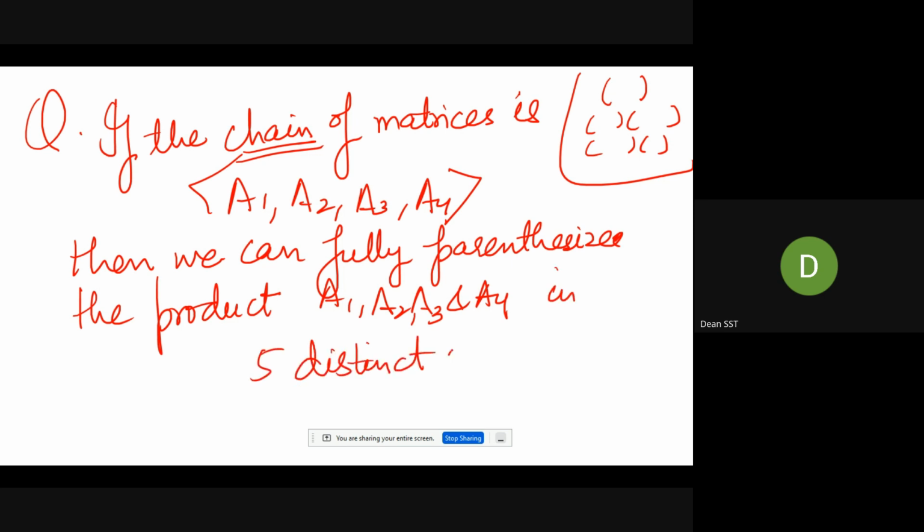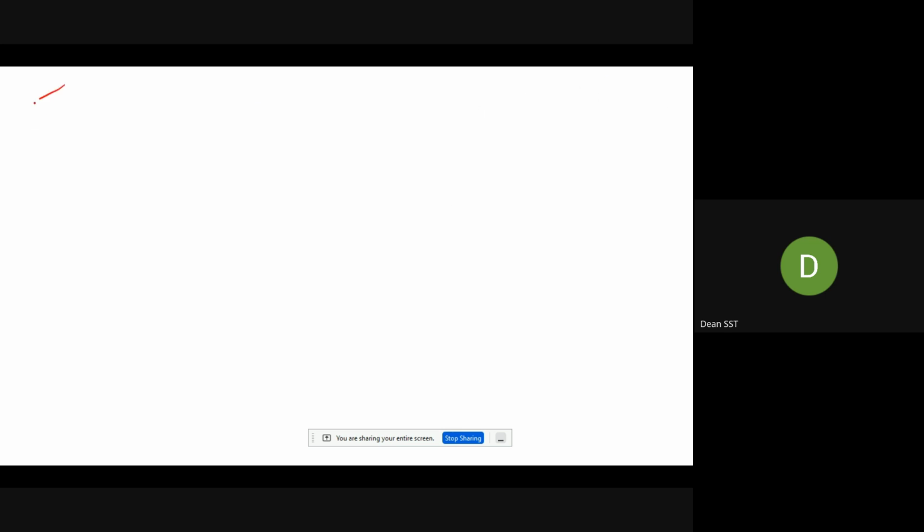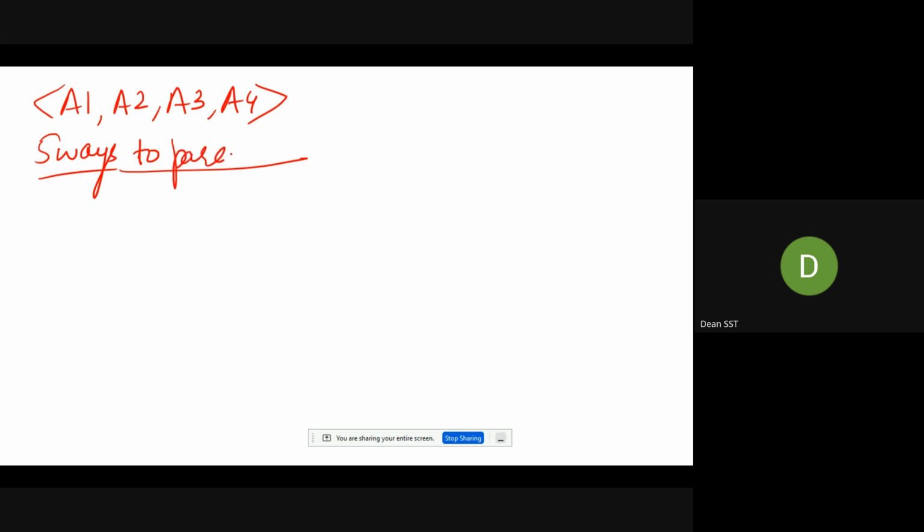5 distinct ways. Can you write 5 distinct ways in which we can parenthesize this? Just try. We have matrix A1, A2, A3, A4. Can you find out 5 ways to parenthesize this chain of matrices? Just try. Parenthesize this chain of matrices. Can you find out? Just try. Add the parentheses.